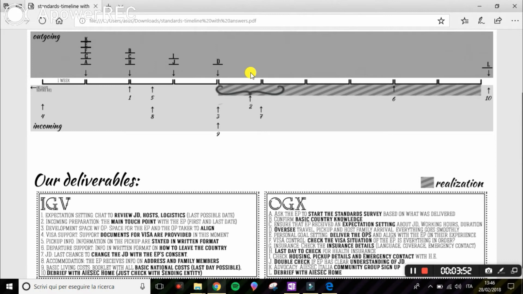In that first week, what does OGV do? They assist the EP during the travel, pick up in the first moment with the hosting family, but much more than what they do, it's important that IGV is actually ensuring that there is a development space with the opportunity provider to align both the JD and also the personal goal that the EP have in order to connect the LDA with the experience that they're going to have inside the project. And at the same time, they're also going to give them all the information about basic living costs.